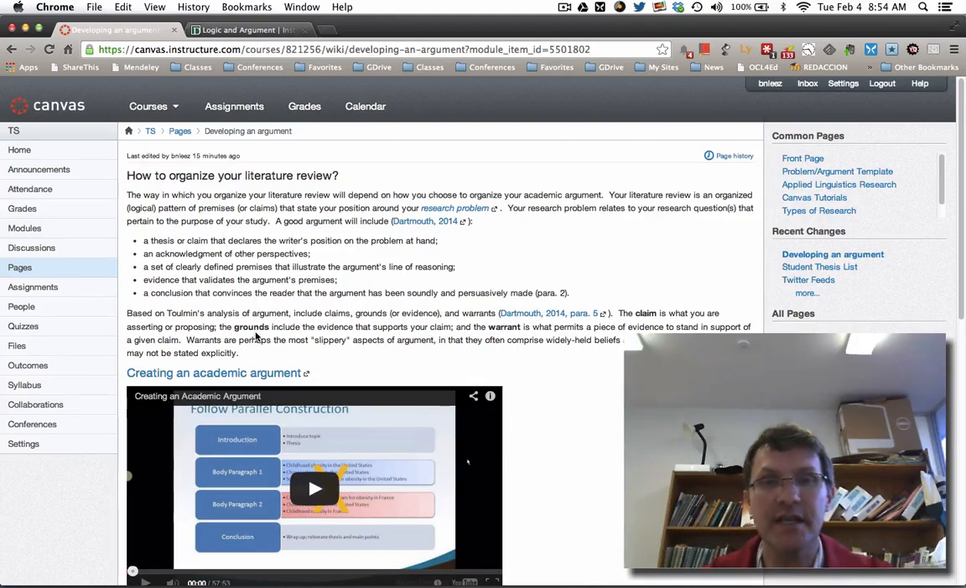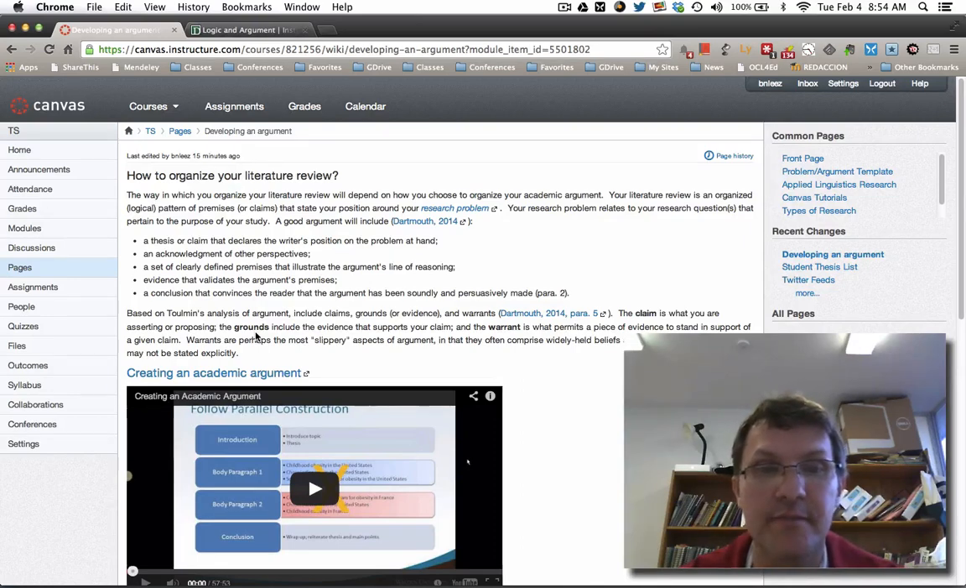So grounds are just support or evidence that supports your claim. So think of most of your citations. In fact, all of your citations should act as evidence or grounds that relate or support the claim.